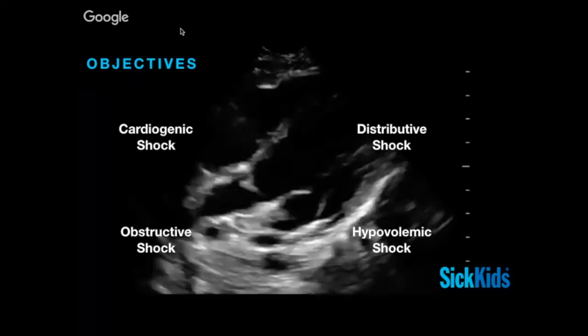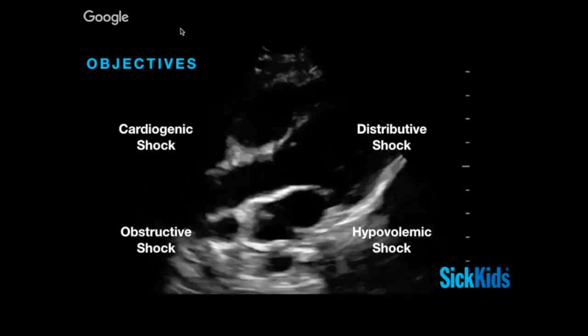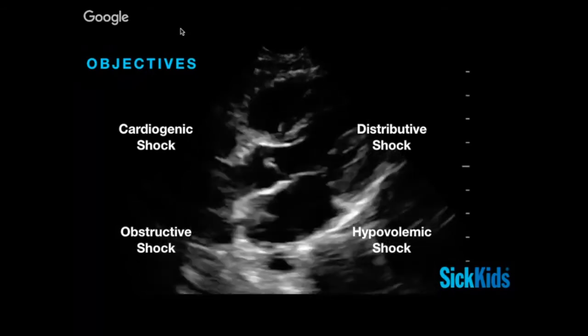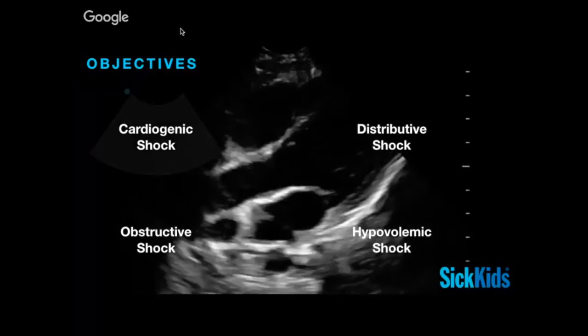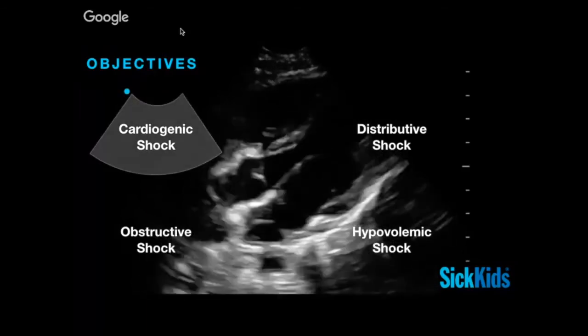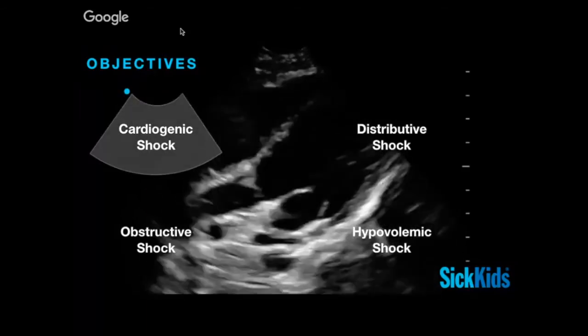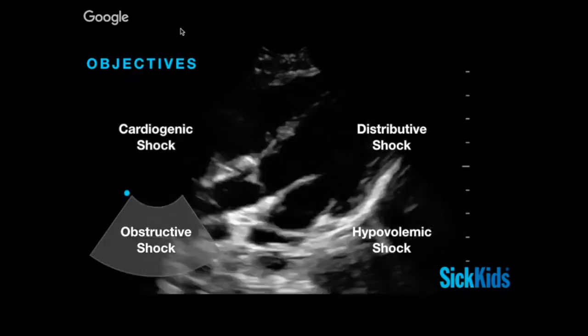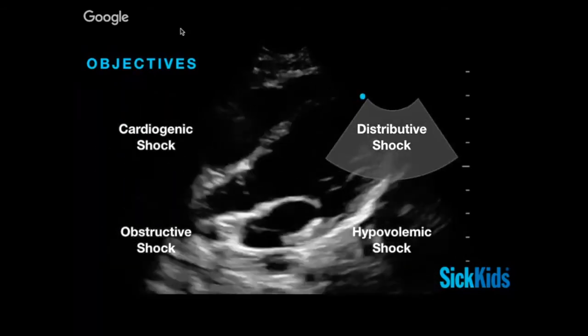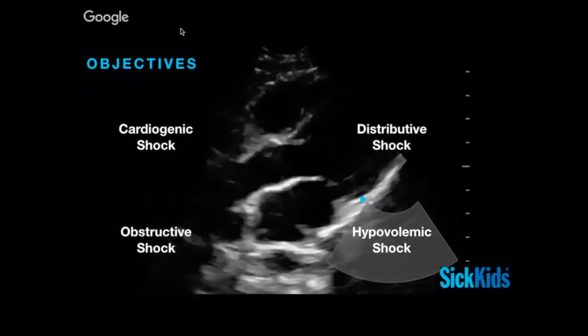And our PALS approach teaches us that we should be thinking about a variety of different categories for what causes shock. And what we want to talk about is how ultrasound can be used to stratify people into those categories of cardiogenic shock, obstructive shock, distributive shock, and hypovolemic shock.